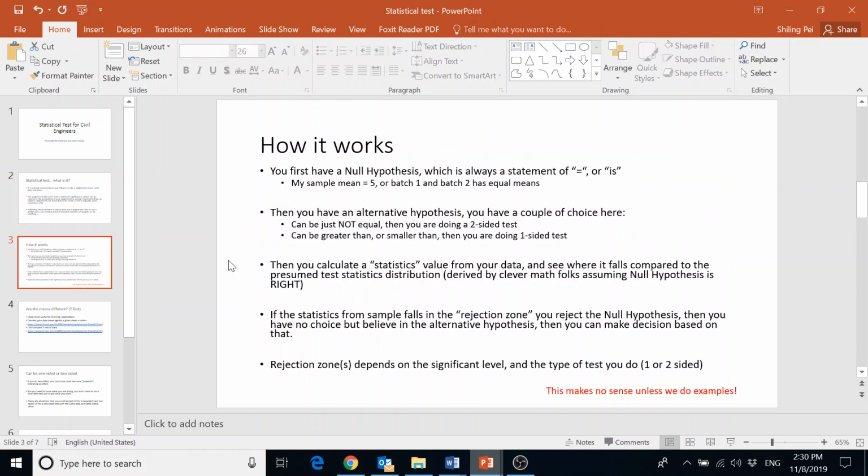Secondly, how do we do it? All statistical testing, doesn't matter what you are testing, follows a pretty standard procedure.